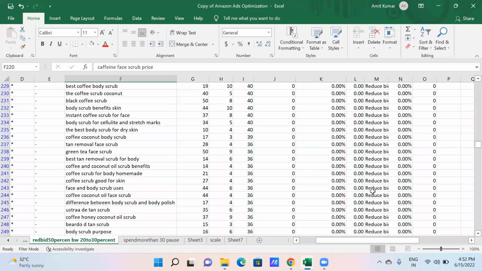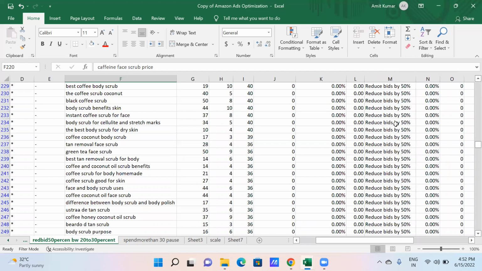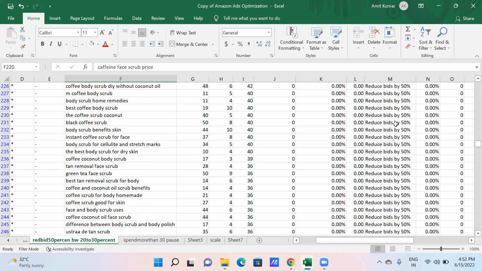For these campaigns, we can reduce the bid by 50%. Once we reduce the bid by 50%, after that we will see their ad spend should be within the bracket. It should not exceed 45. The moment it reaches 45, we have to pause those campaigns. So we can just reduce the bid and continue running these ads between 20 to 30.